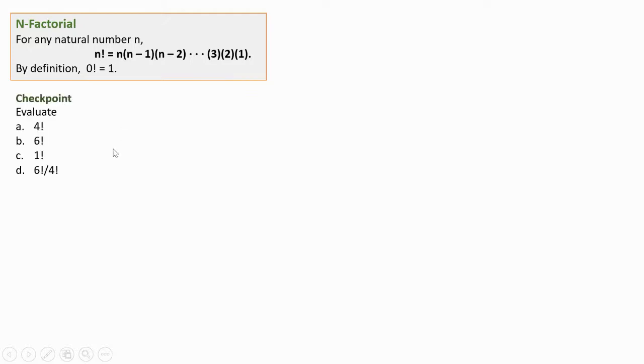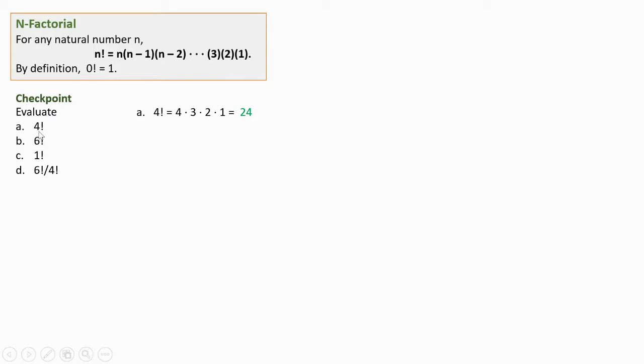Okay, so for example, checkpoint. Evaluate a, which is 4 factorial. It's the same thing as 4 times 3 times 2 times 1. You multiply it out. So 4 times 3 is 12, 12 times 2 is 24, 24 times 1 is 24.